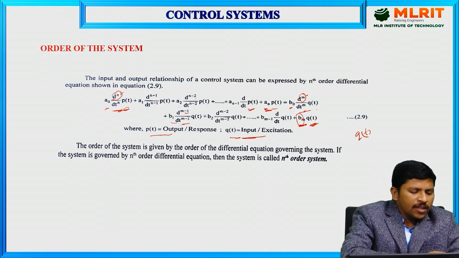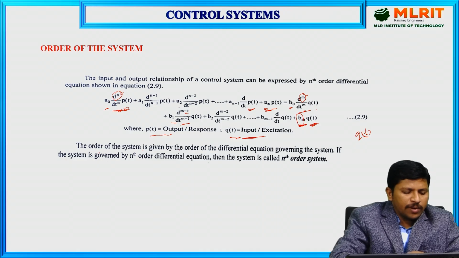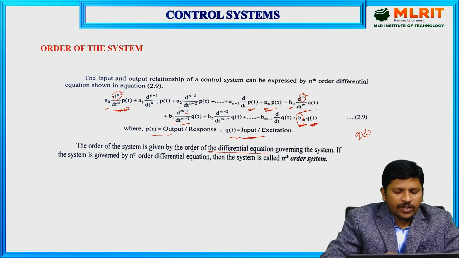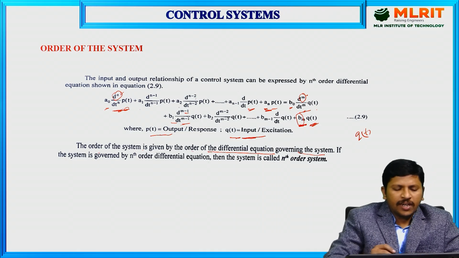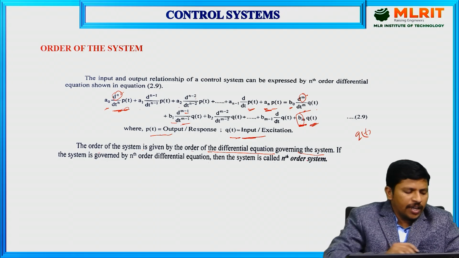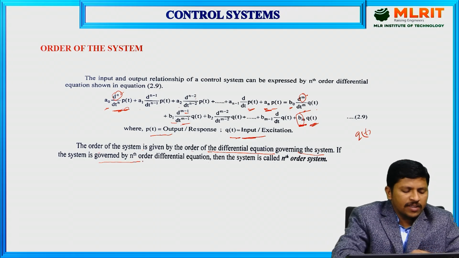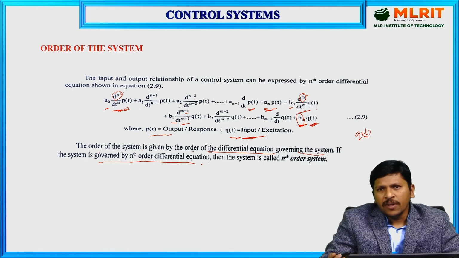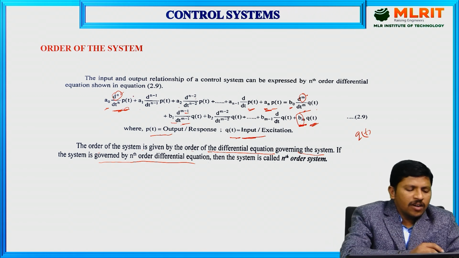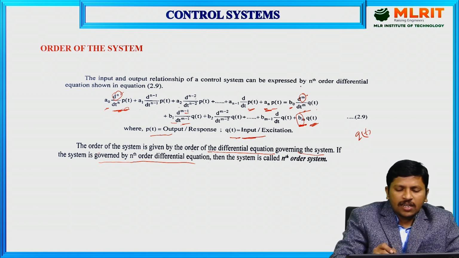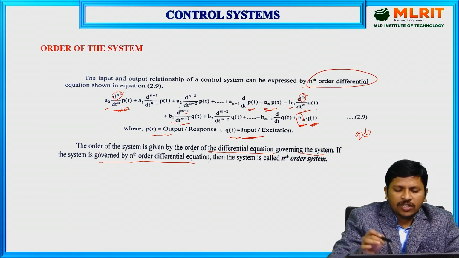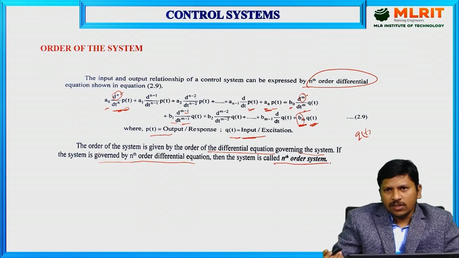Here, the order of the system is given by the nth order differential equation governing the system. If the system is governed by an nth order differential equation, then the system is called an nth order system. Simply we say that, since we consider an nth order differential equation here, the order is n.